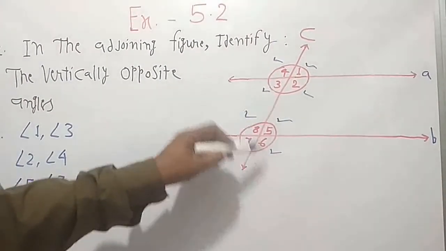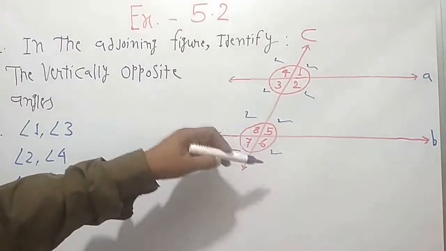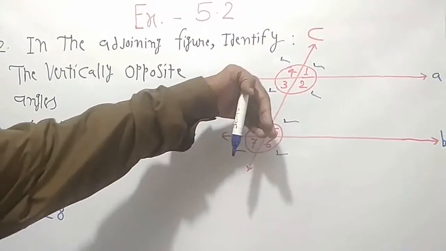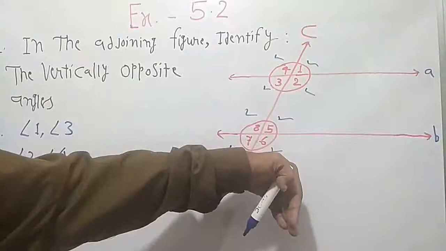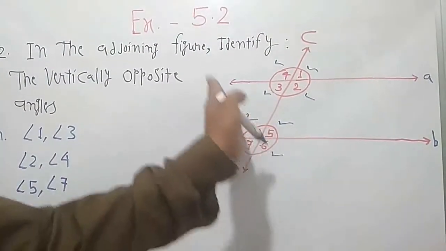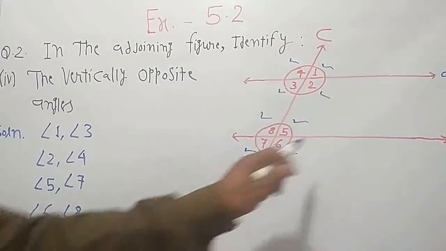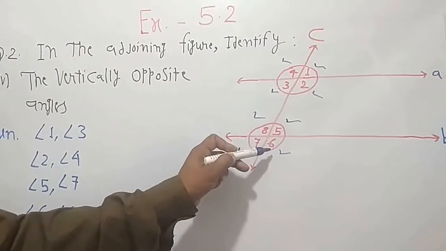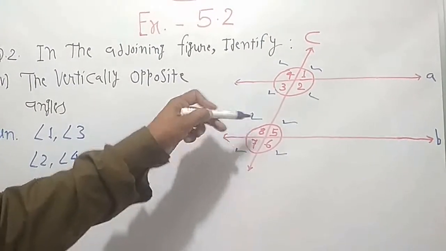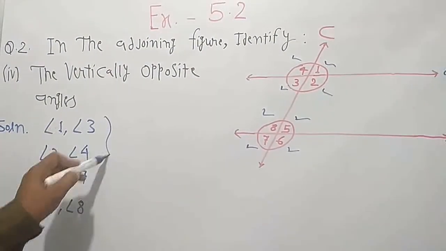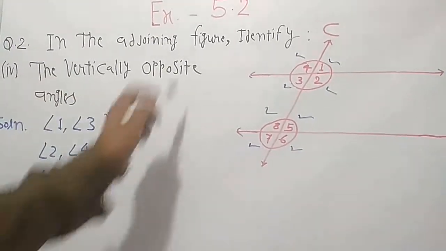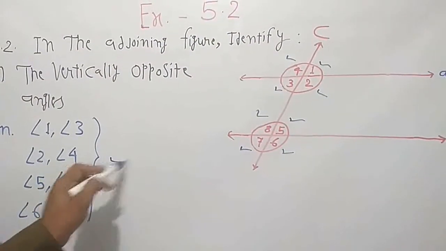The last pair is angle 6 and angle 8, because they have their faces just opposite to each other. The face of 6 is on this side and the face of 8 is on the other side, and they are situated one on this side and another on the other side. So there are 4 pairs of vertically opposite angles in the adjoining figure.